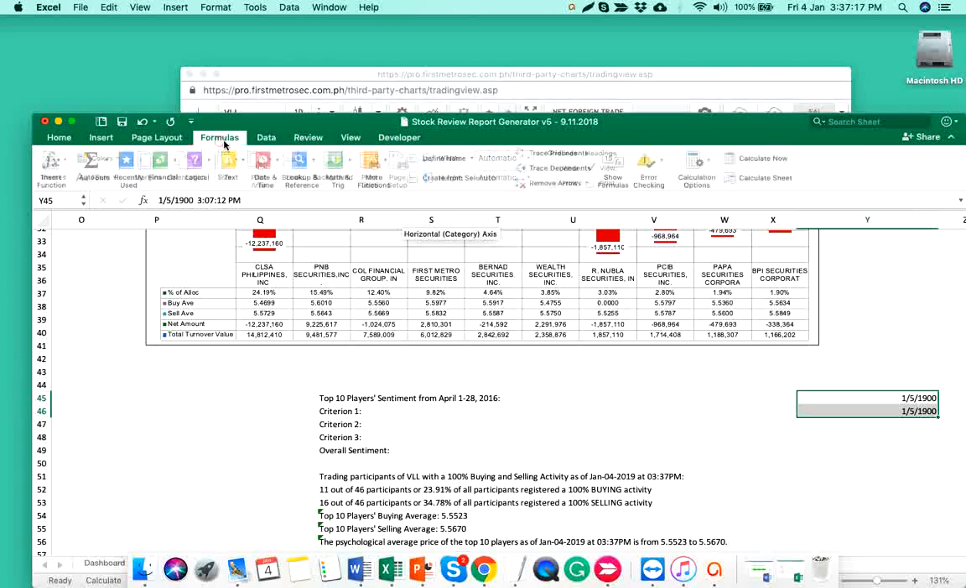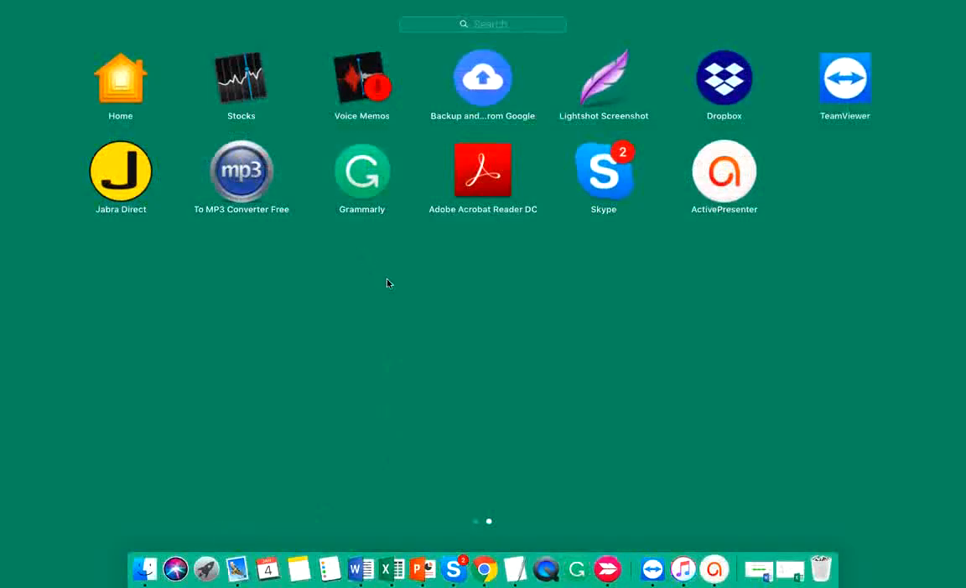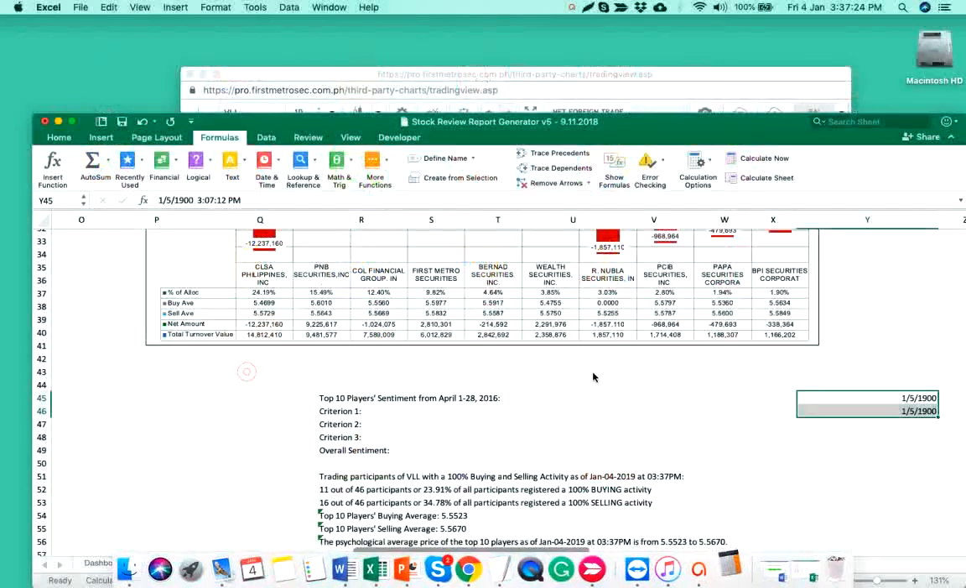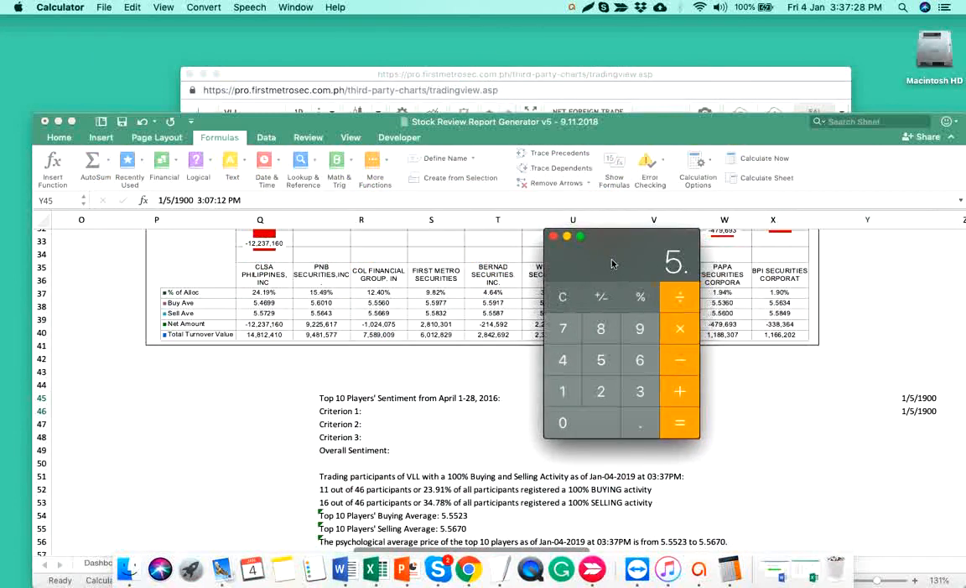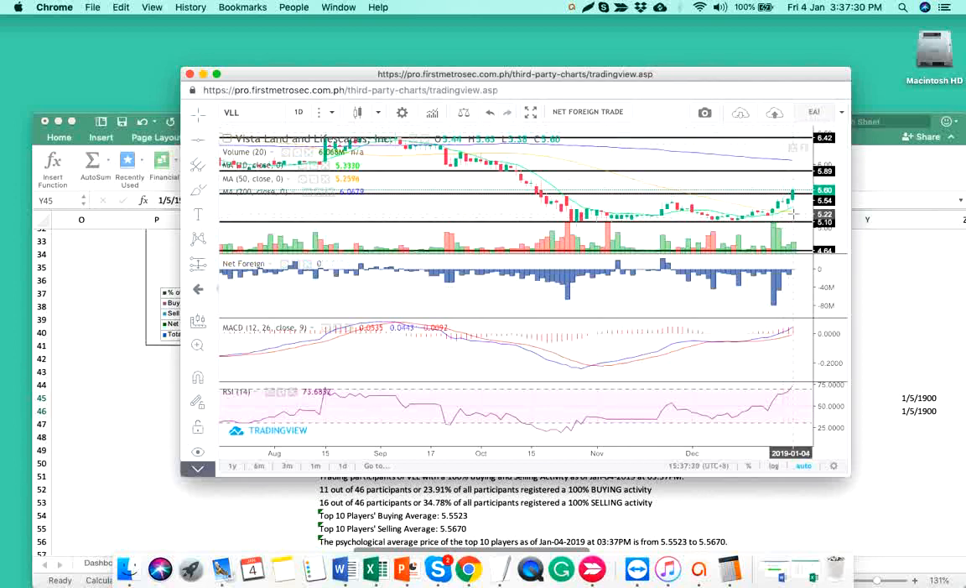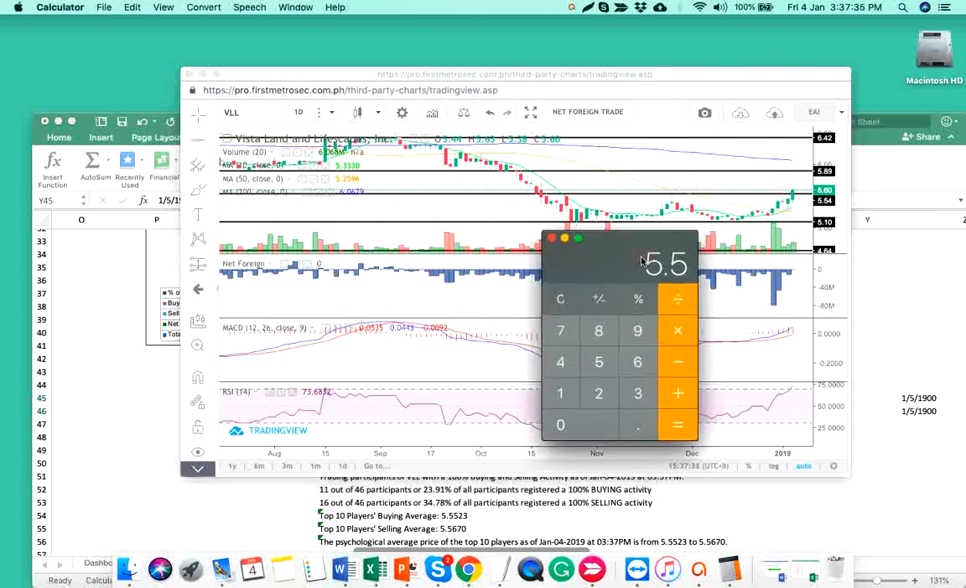Okay, so for a faster calculation, let's use a calculator. 5.63 plus 5.38, and then divided by 2, we get 5.505. Rounding it off to the nearest hundredth, we get 5.51.